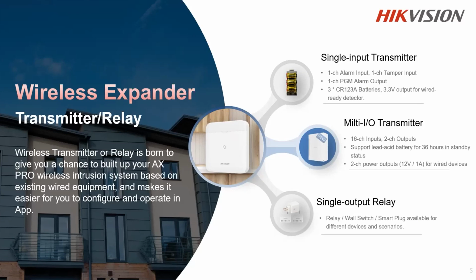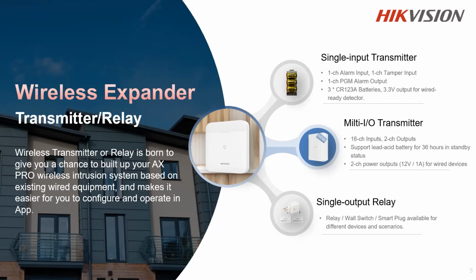And we have introduced another really interesting gadget, which we call the wireless expander. The wireless expander is actually a transmitter and can be called a relay. So if you have your AX Pro wireless system and you have certain existing wired equipment that you don't want to lose, that you want to integrate with the wireless system, you can use an expander and link that expander to the wireless panel.